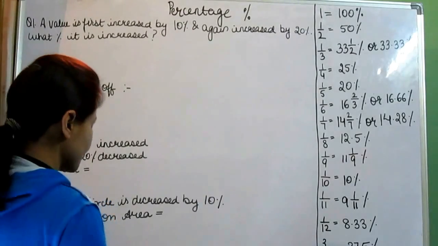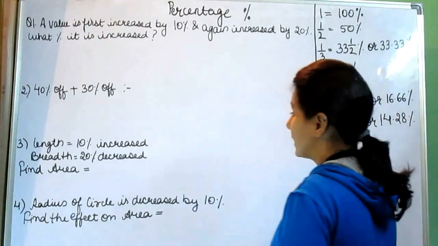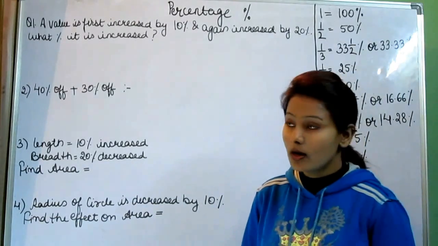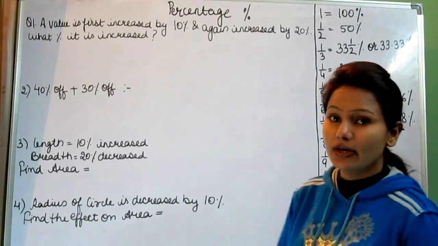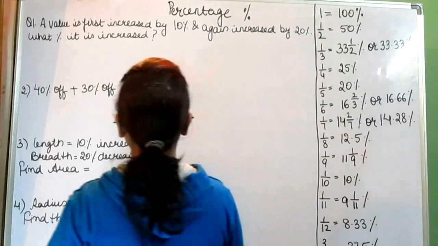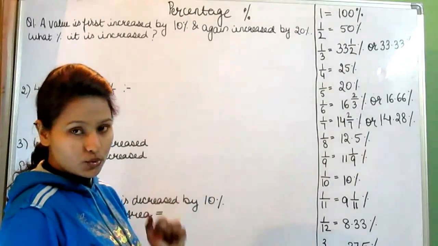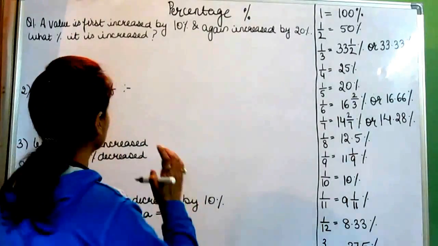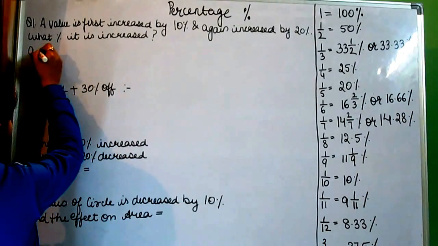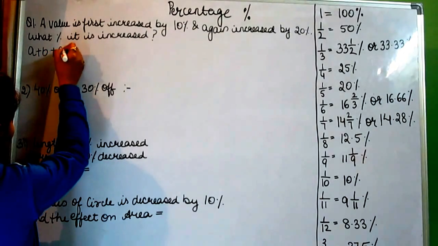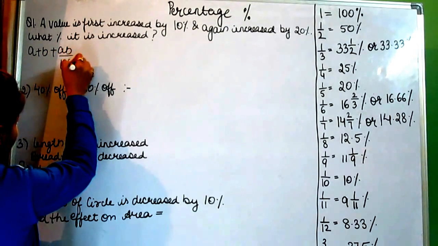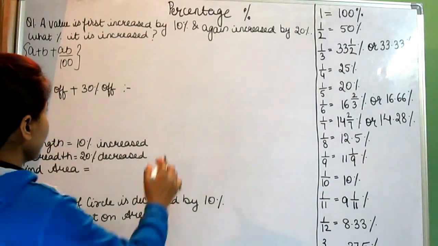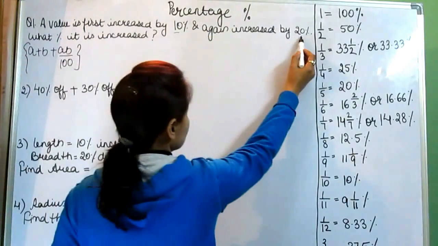Our first question is: a value is first increased by 10% and again increased by 20%. Find the exact percent it is increased. We have two ways to solve this question. The first way is this formula. In my previous video, I taught you about this formula. This is a very important formula. A is this value and B is this value.